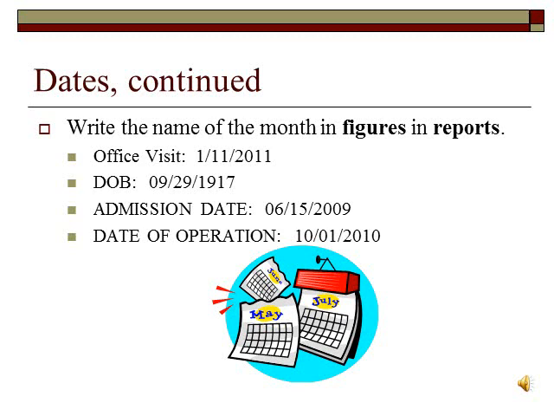And this slide just shows some examples of writing out dates, figures, and reports, such as office visit 1/11/2011, date of birth 9/29/1917, admission date 6/15/2009. And many organizations are going to the 4-digit year, just so that there is absolutely no room for error as far as, are we talking 19 something or 2010, what are we talking about for years? So many institutions are going to the 4-digit years.